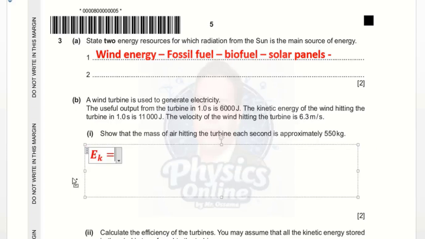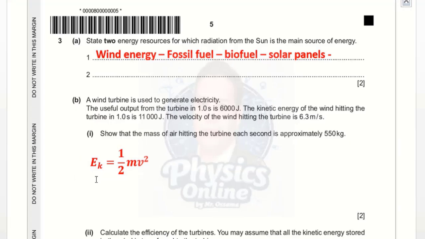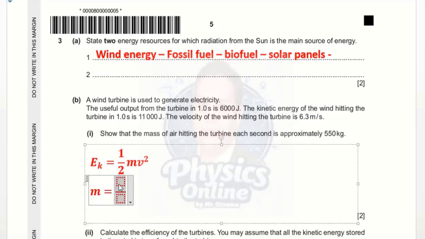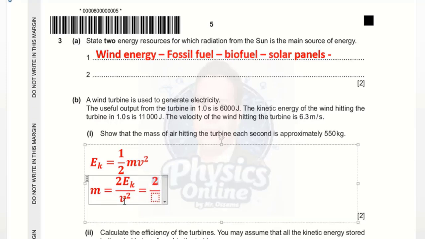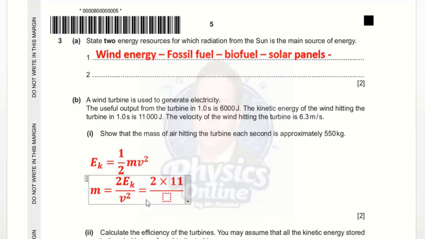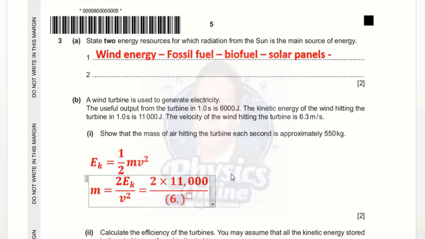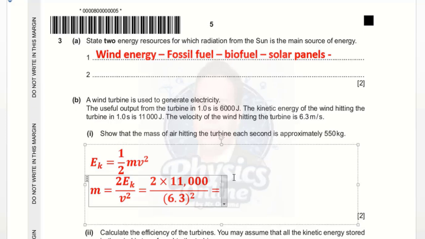Well, kinetic energy equals half m v squared. So from this equation, we need to adjust it to find the mass. So mass equals, send the half to the other side, 2 times kinetic energy divided by v squared. It equals 2 times the kinetic energy, as written here, 11,000, divided by the speed of the wind, 6.3 squared. It equals 554.3 kilograms, which is almost about 550 kilograms.